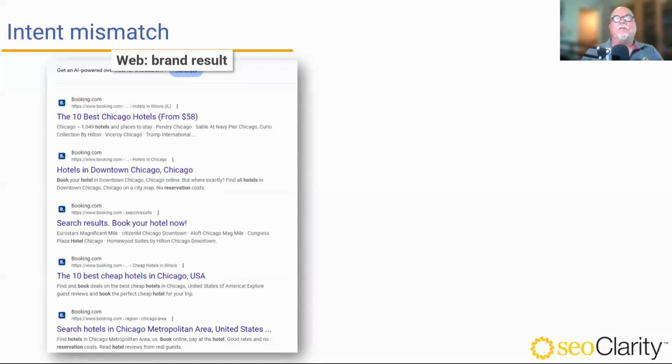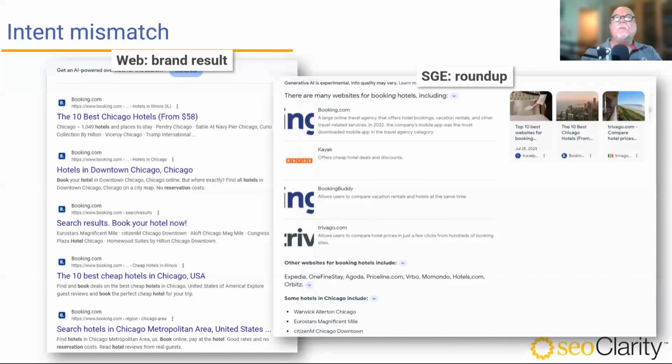We know how they know that from watching click behavior. What do people click on? I'm sure at one time the booking hotel results were much more diverse. And Google saw that people just keep finding the booking.com result and clicking on that one. So that's what they want for this. But when we looked at it in SGE, we just get kind of a general roundup.